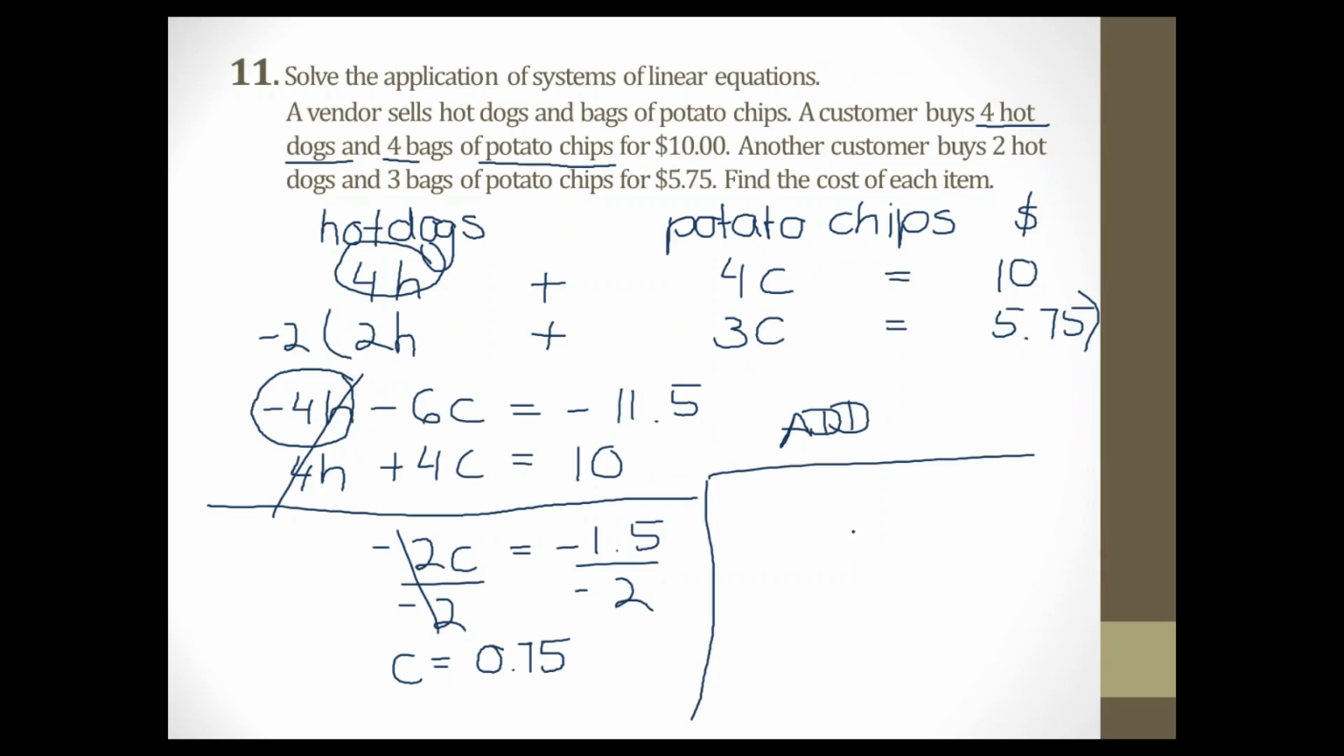Now we have to do it again, and we can pick either one of the original equations. I'm going to choose the first equation just because there are no decimals in there, and it just looks easier for me. But you can use either one of the equations, you should get the same correct answer. So using the first equation and plugging in 0.75 for C, and that is equal to 10.